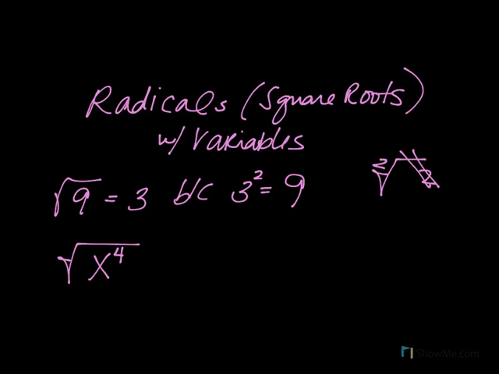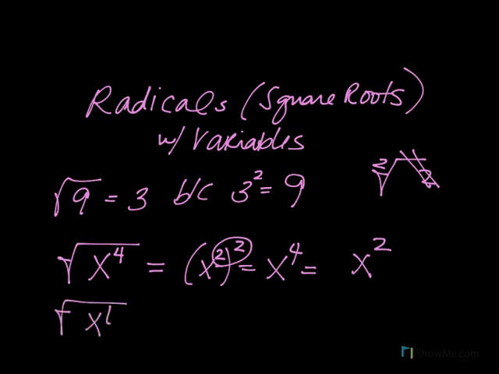let's say, 4th power. Now we know that the square root of x to the 4th is asking what squared gives x to the 4th. And that's going to be x squared, because x squared times x squared is x to the 4th. So the square root of x to the 4th is x squared.